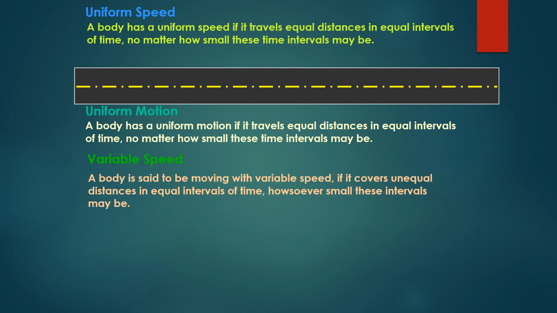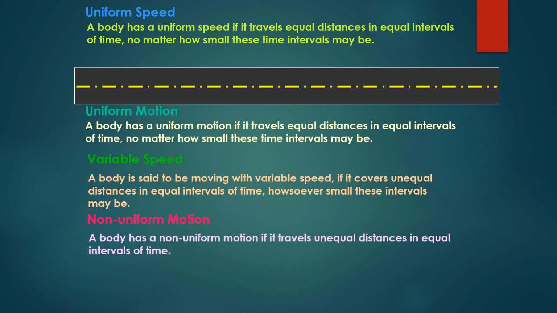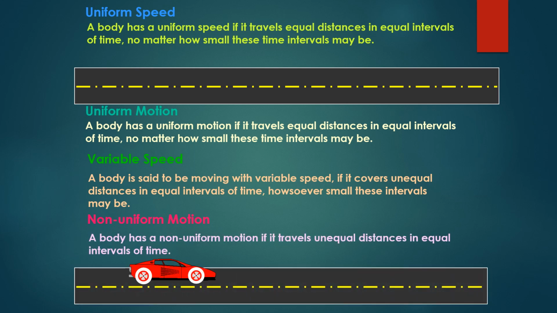Variable speed. A body is said to be moving with variable speed if it covers unequal distance in equal intervals of time. It is called non-uniform motion. Look at this car. It moves at a non-uniform motion, that is, it speeds up and then it stops.